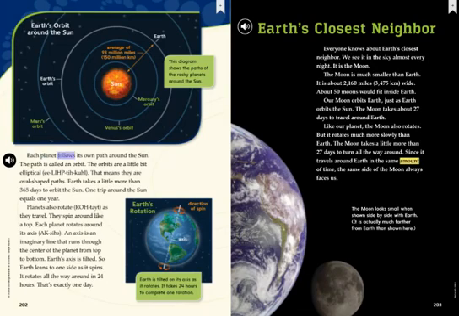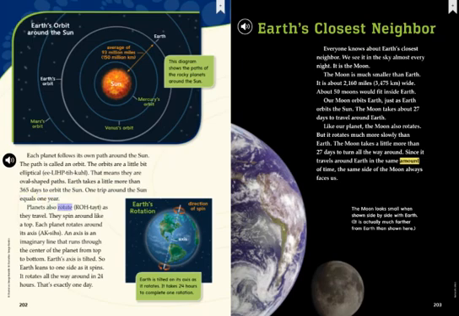Each planet follows its own path around the sun. The path is called an orbit. The orbits are a little bit elliptical. Elliptical. That means they are oval-shaped paths. Earth takes a little more than 365 days to orbit the sun. One trip around the sun equals 1 year.